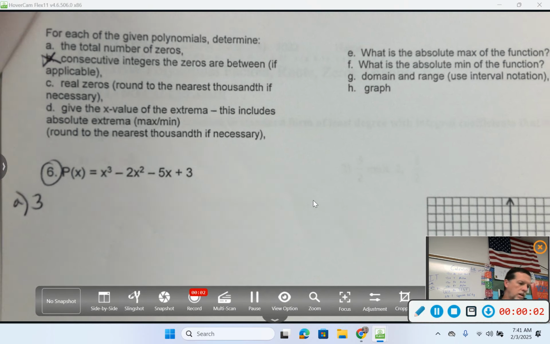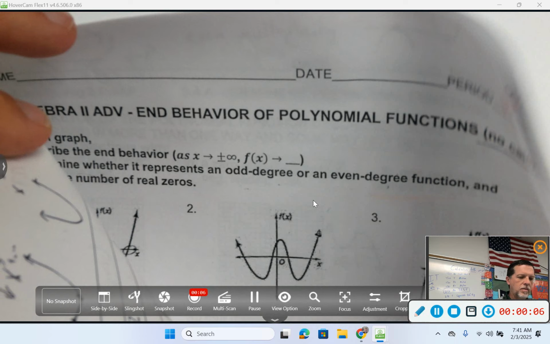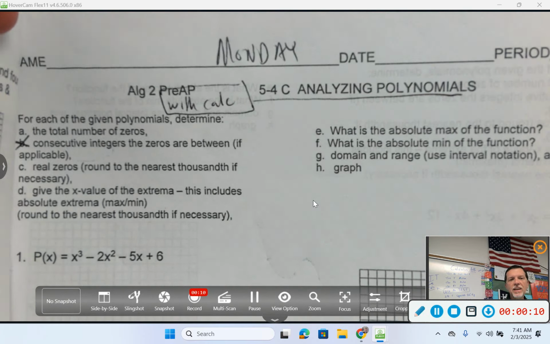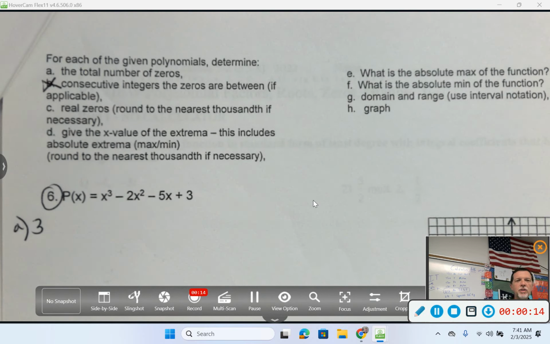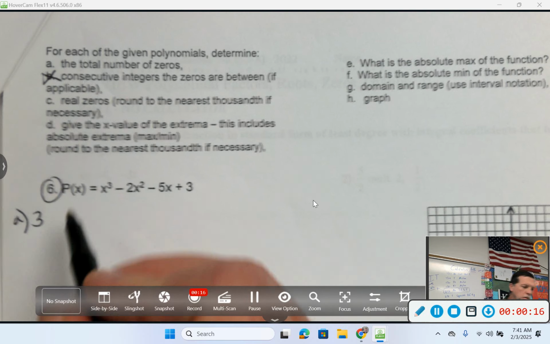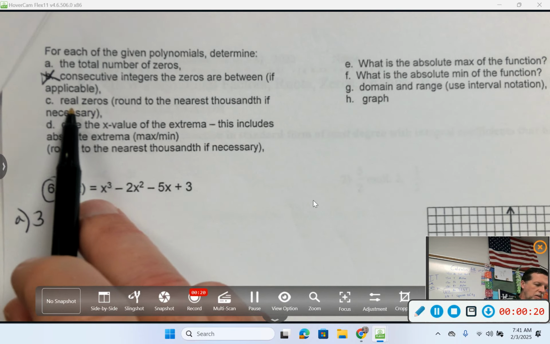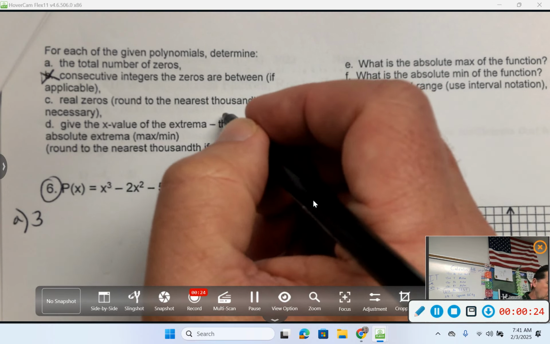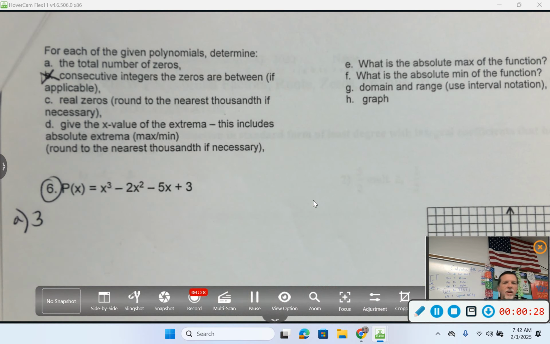Okay, so looking at worksheets, that's not it. The worksheet is this 5-4C, but we're going to skip ahead to number 6, 7, and 8. And then we're not even going to do part B. So total number of zeros 3 because the degree is 3. Part C, find the real zeros, round to the nearest thousandth, so 3 decimal places, if necessary.